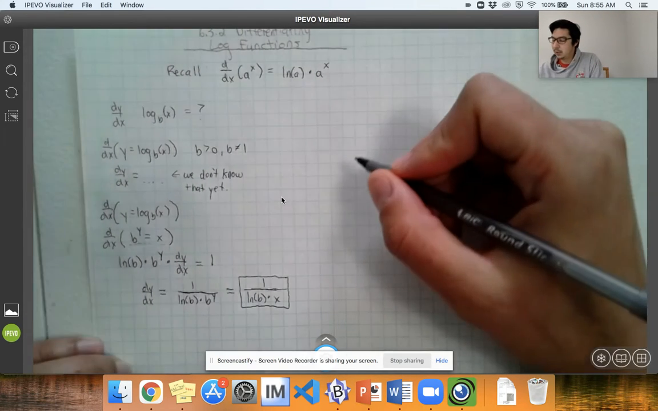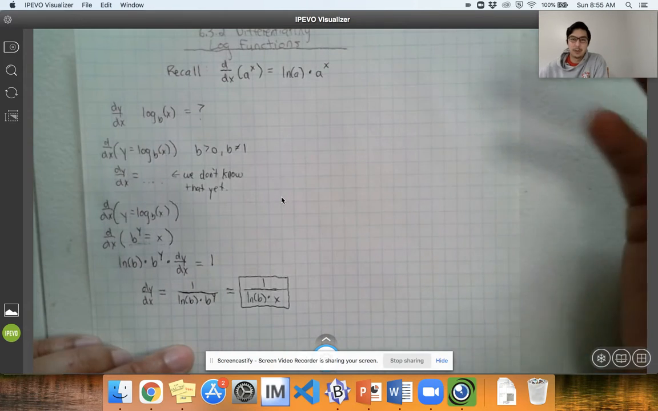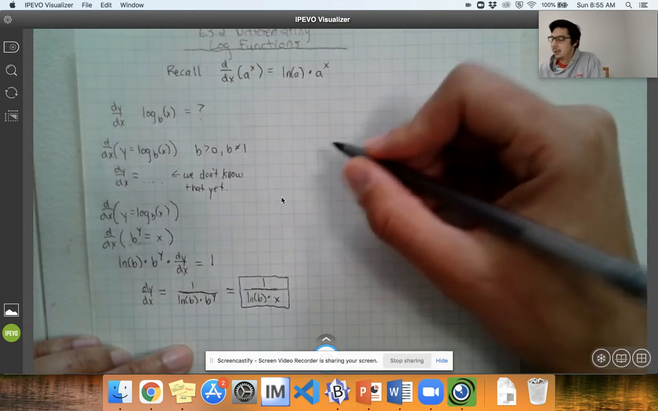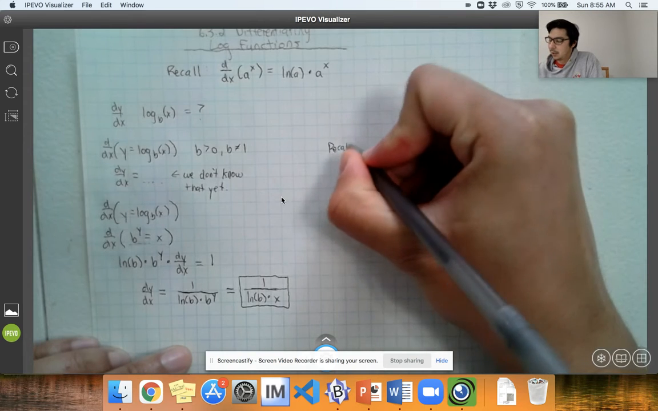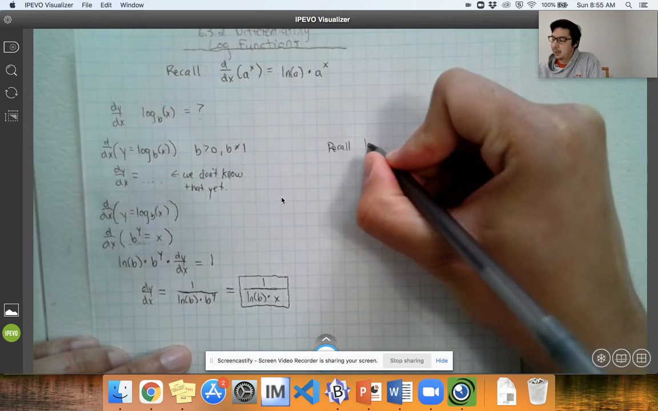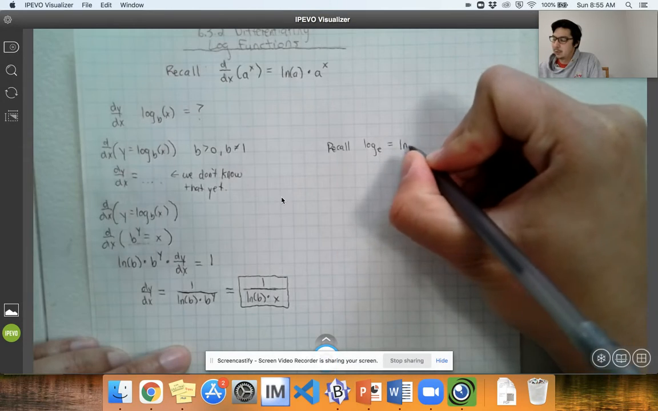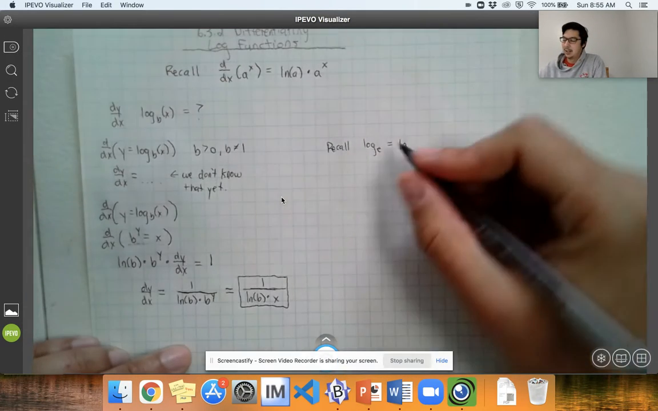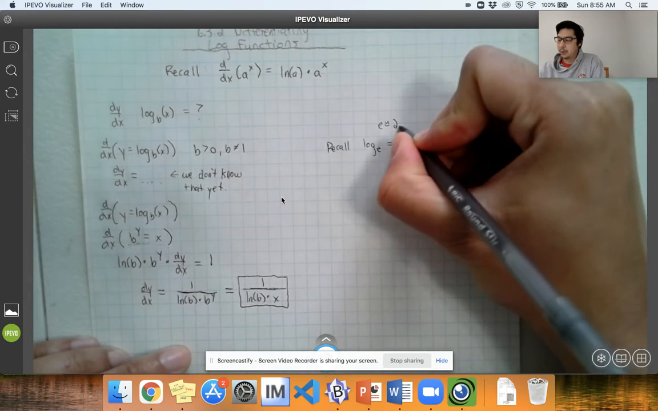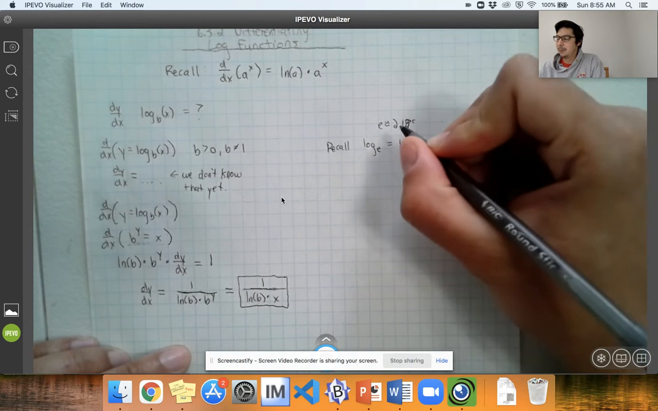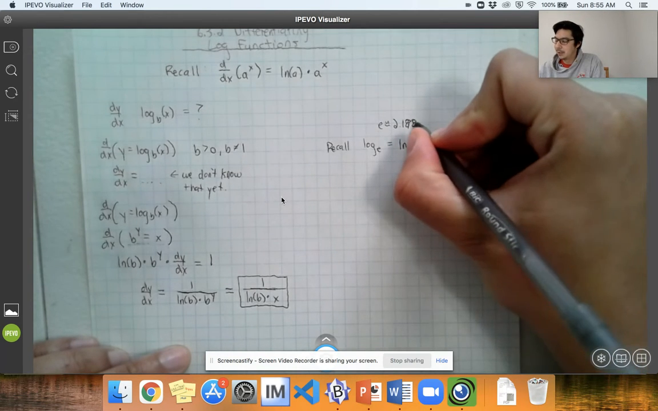Now, what about natural log? Well, remember, natural log is not a different log. It's just the log with base e. So recall that log base e is equivalent to natural log. Those are the same thing. And remember, e is just a number, Euler's number, 2.71828, I think it is.